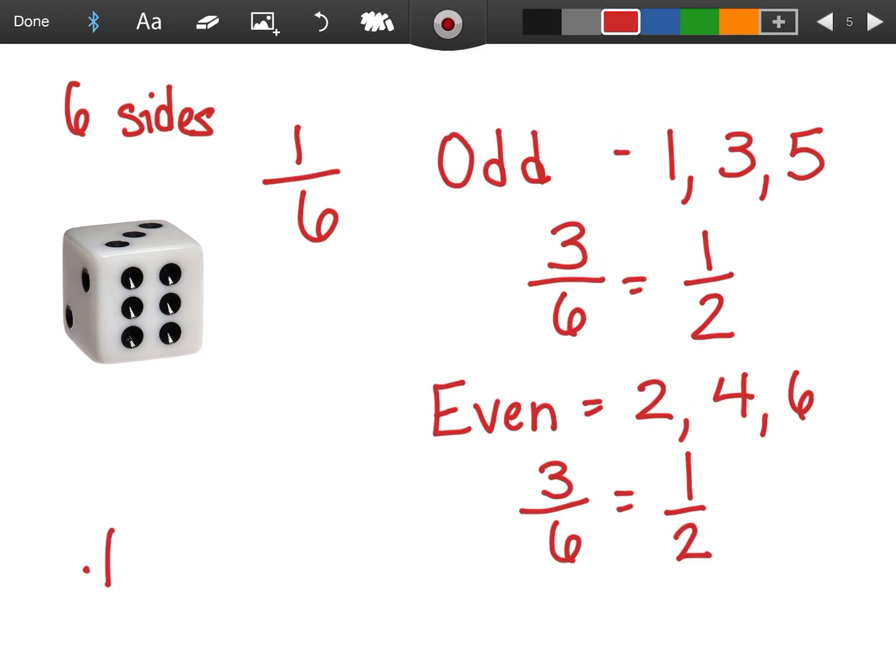And again, these are theoretical. Just because we have a 1 in 6 chance of rolling that 3 doesn't mean that we can't roll that dice 10 times and get that 3 7 times. It's just the luck of, as they call it, the luck of the draw or the luck of the roll. But these are the theoretical probabilities.